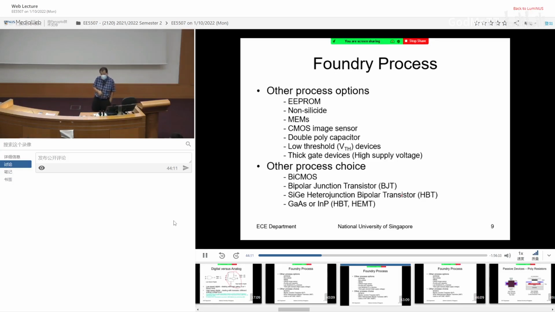Thick gate devices are more for the I/O. Because of historical reasons, IC design has been developing, starting from 3.5 volt, 6 volt, going to 3.3 volt, and then going down to 1.8, 2.5, 1.8, 1.2, and now 0.9 or even 0.8, right? The supply voltage keeps lowering.